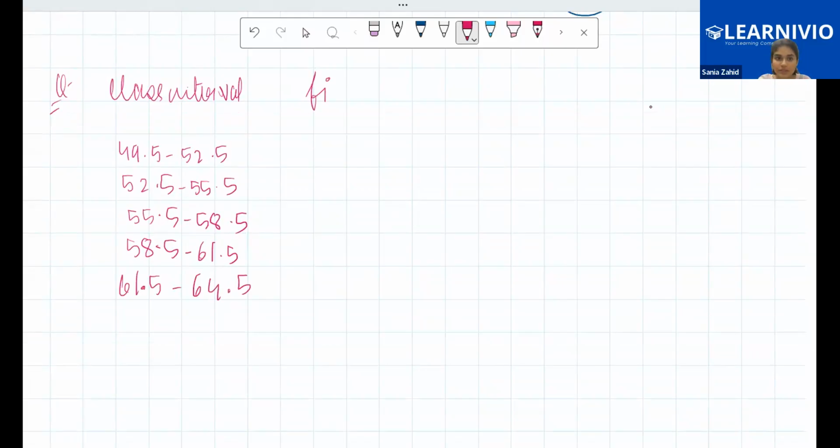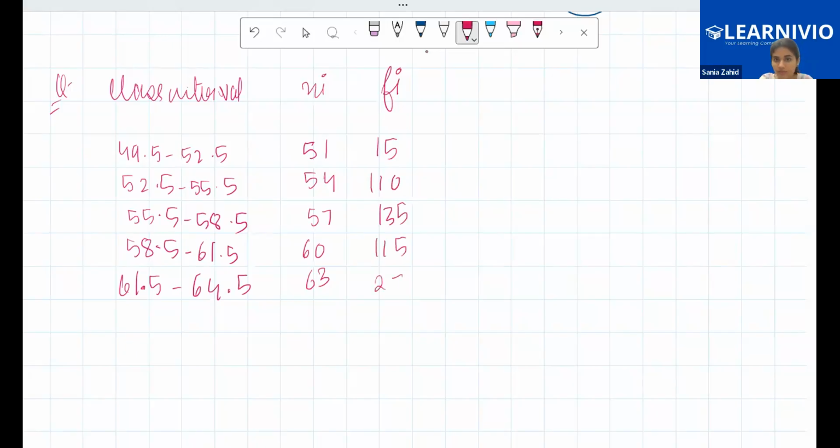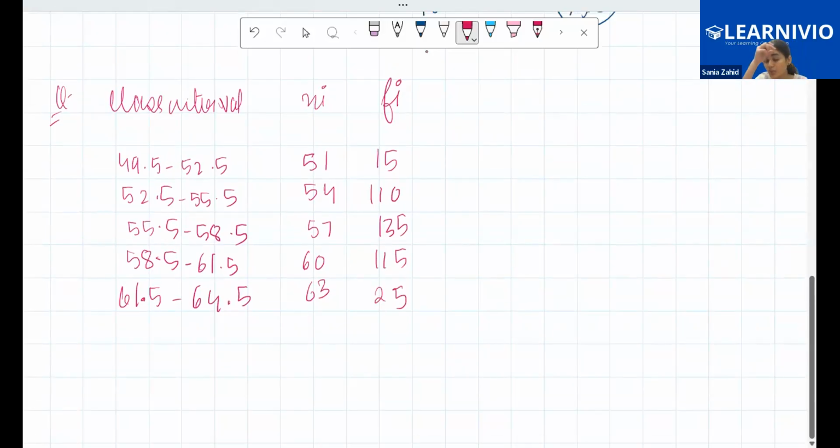The value is 51, 54, then 57, 60, and 63. Okay, now you have Xi. What is Fi? 15, 110, 135, 115, 20. Okay, now you are using the assumed mean method. Which of the Xi values did you assume as mean? 57. So what is the deviation? 51 minus 57 gives you minus 6. Then you have minus 3, 0, plus 3 and plus 6. You got the same Di.